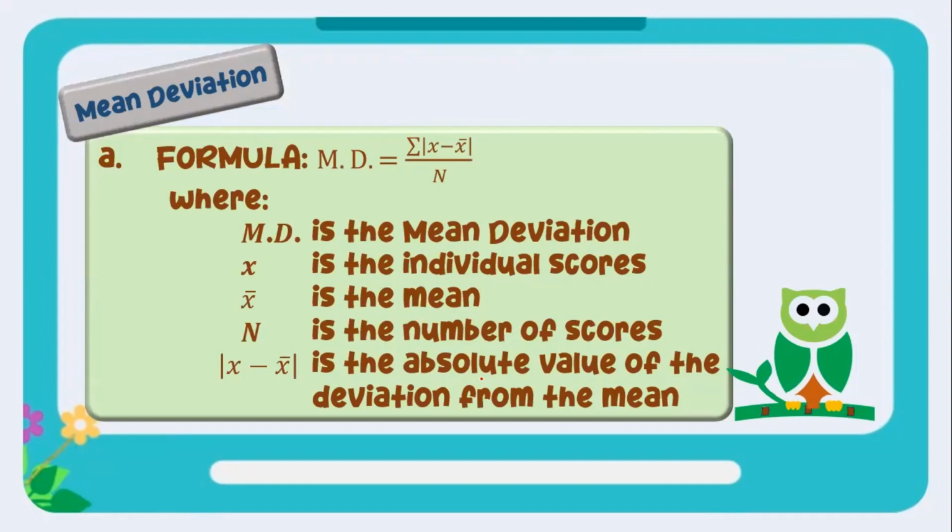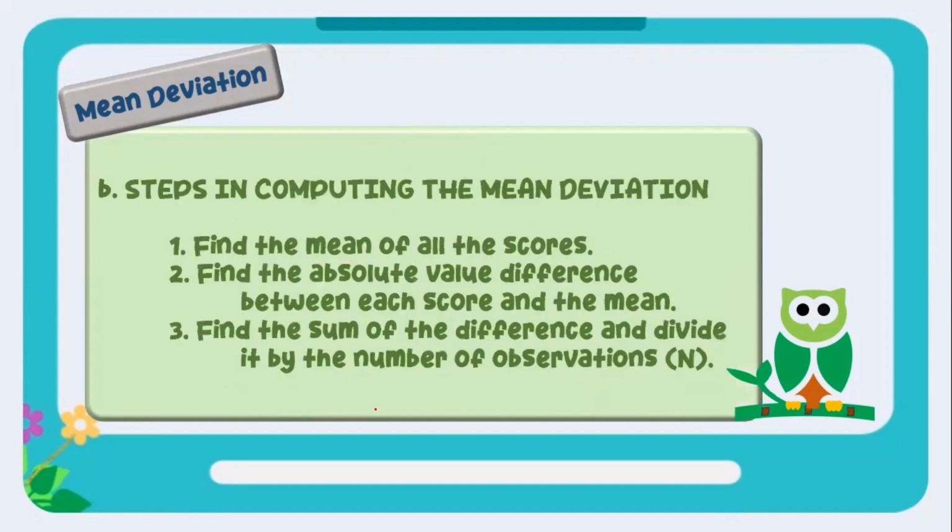Okay, so we have here the formula of the mean deviation. MD is equal to the notations defined below. MD is the mean deviation, X is the individual scores, X bar is the mean, N is the number of scores or the number of observations. And this notation is the absolute value of the deviations from the mean.